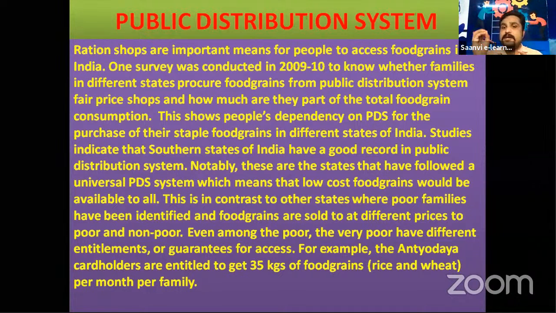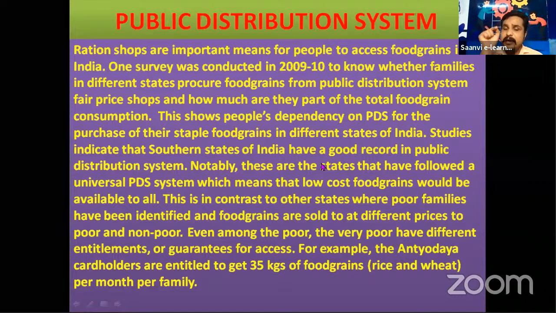This is in contrast to the other states where the poor families have been identified and food grains are sold at different prices to poor and non-poor. Poor people, average people, even rich people also nowadays opt for this public distribution system. Even among the poor, the very poor have different entitlement, meaning a right to get something, a guarantee for access.